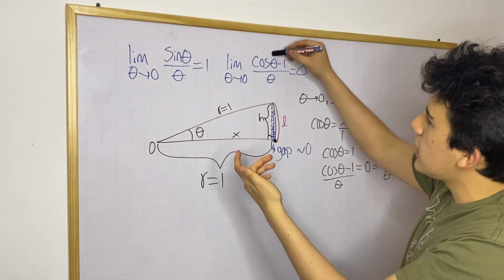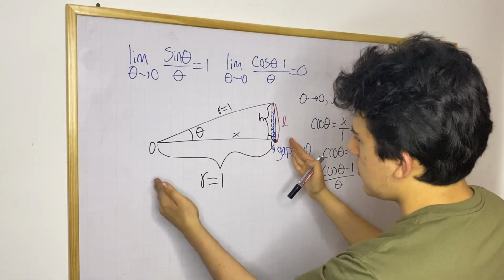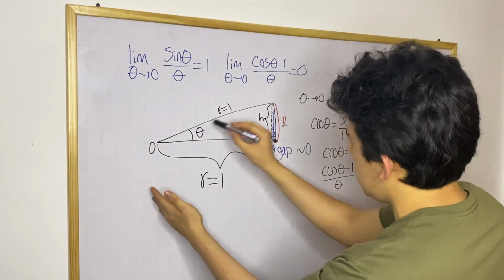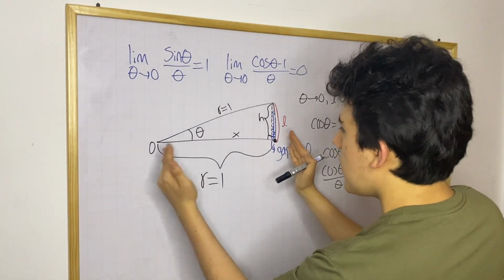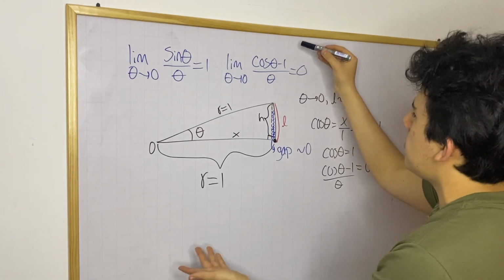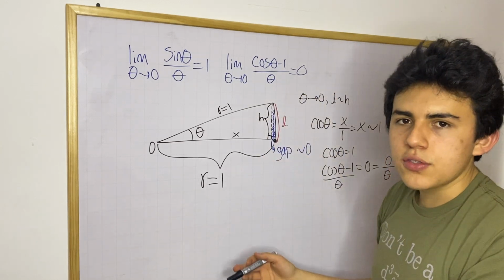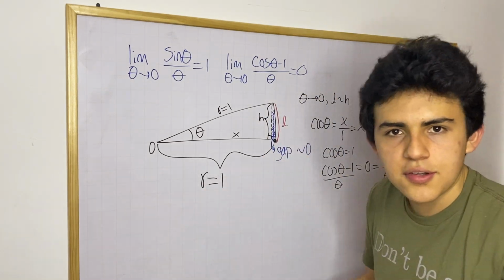And since we know cosine theta is equal to 1, because you no longer have a gap, so the radius of this portion of the circle would be equal to the width of the triangle, then we know that we would be doing 1 minus 1, and that would be 0, and 0 over anything would be equal to 0, as long as that anything is not 0, okay?